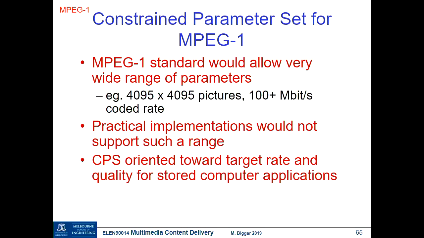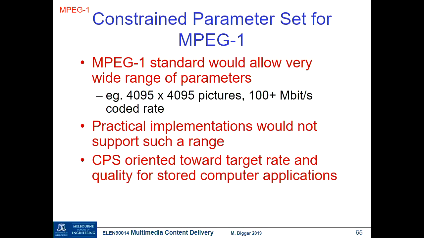However, they recognised that if someone was going to build an MPEG decoding chip, they weren't going to build in that much memory or processing power, particularly back in the early 1990s when memory and CPUs were much more expensive than today. So the solution adopted was to recognise that practical implementations wouldn't support the whole range, so they defined what's called a constrained parameter set, which is oriented towards the particular target rate and quality for stored computer applications.